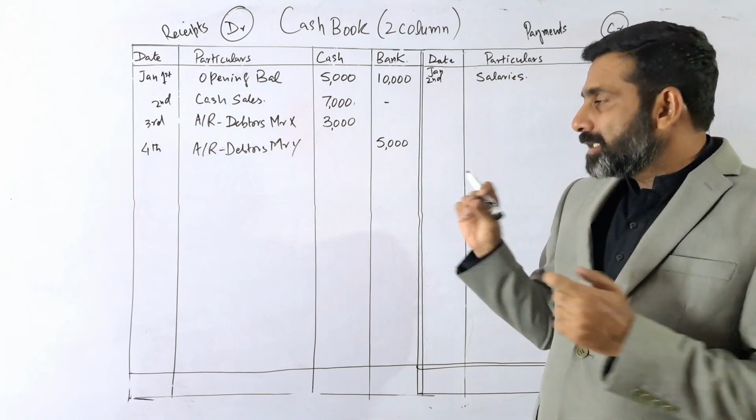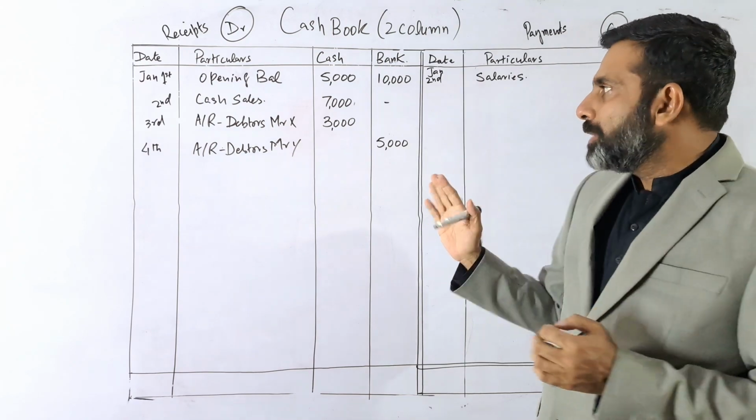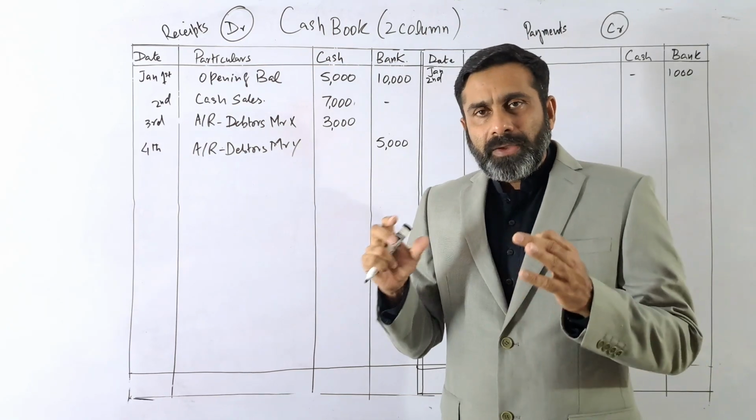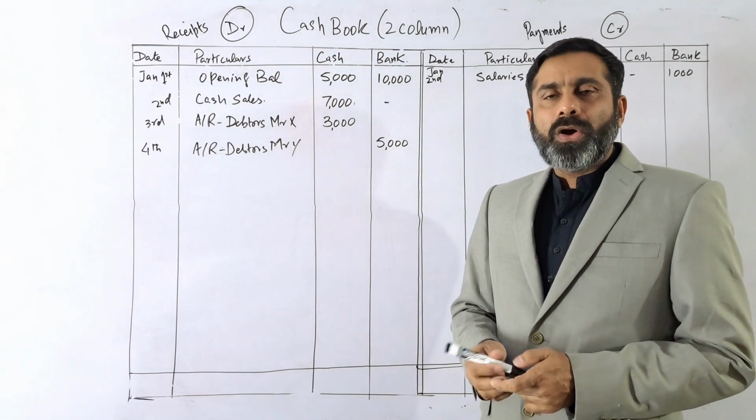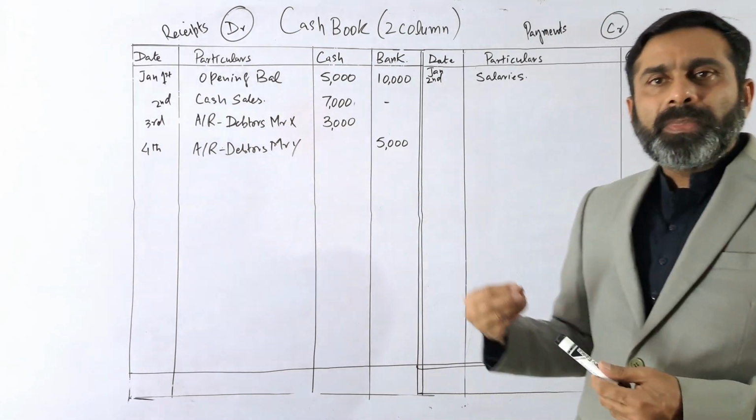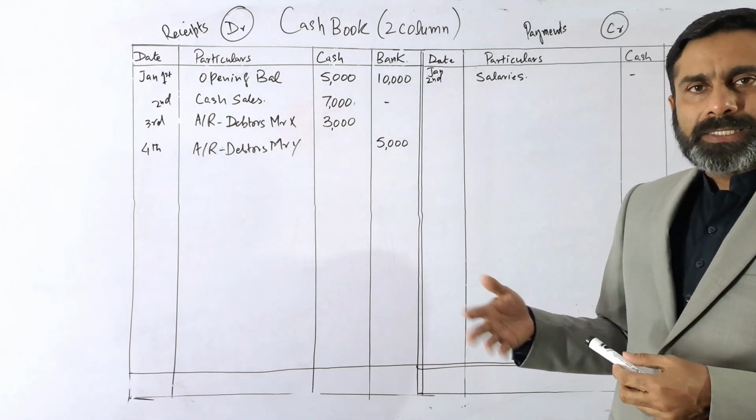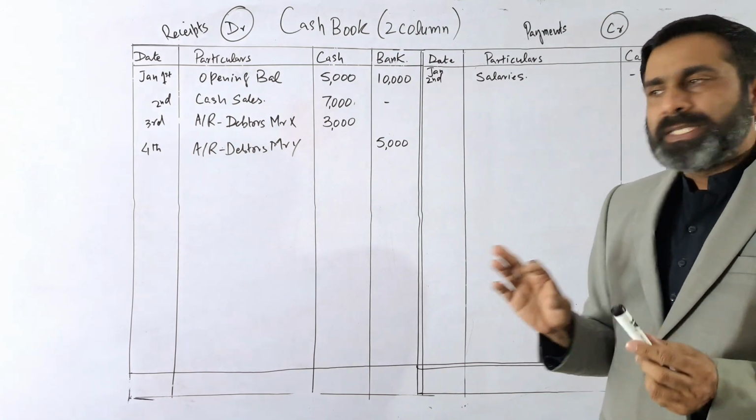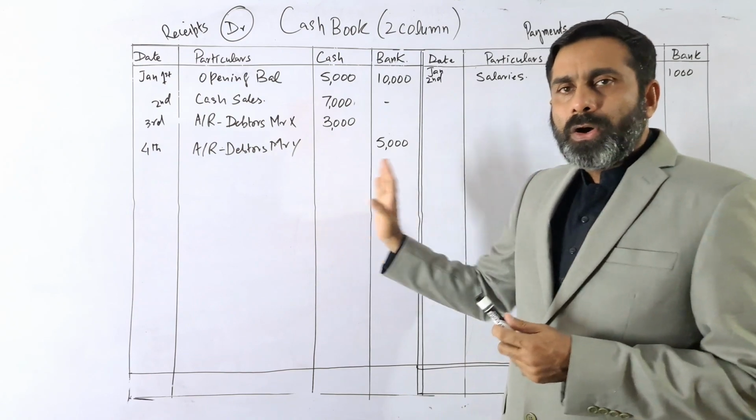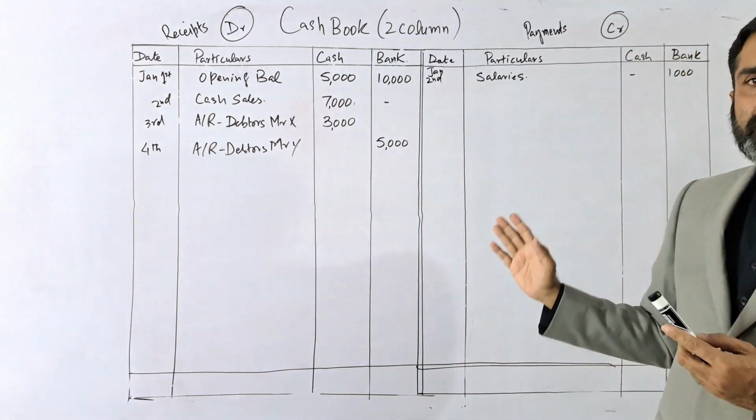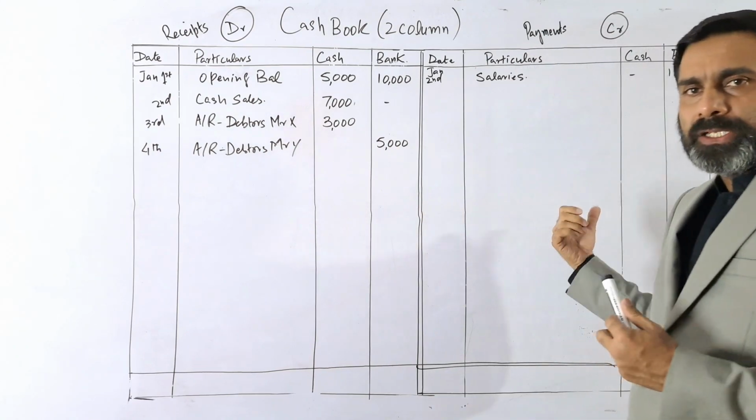One more important transaction, which we will discuss later, is that you may be depositing cash you have in hand into the bank account, or withdrawing money from the bank account. We will consider both possibilities. That is called contra entries, which have an effect on both sides. Either cash in hand is increasing while cash at bank is decreasing, or vice versa: cash at bank is increasing and cash in hand is decreasing.